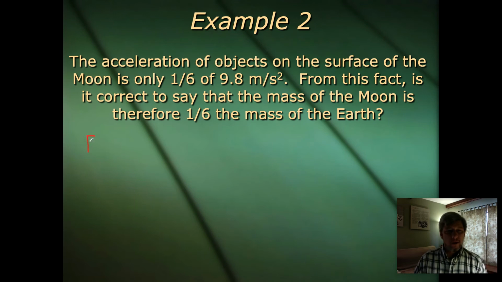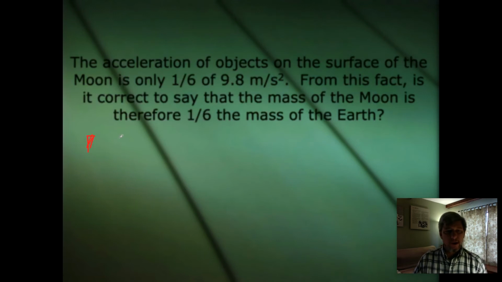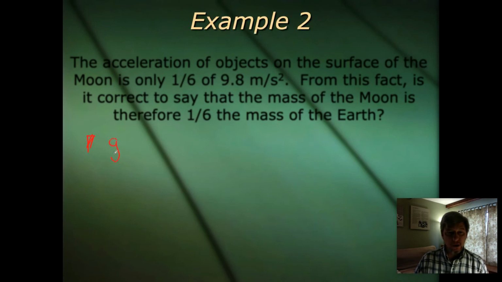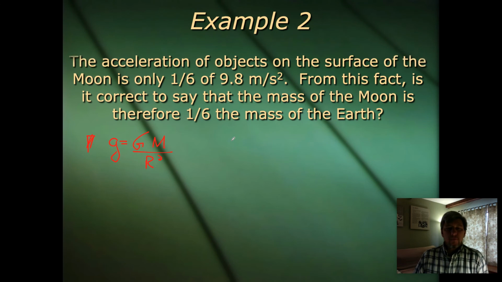Well, again, let's say that g equals G times big M, the mass of the moon or Earth, divided by R squared. And so would it be right to say that the mass of the moon is only 1/6 the mass of the Earth? Well, that is not true. Because even though G is constant no matter where you go in the universe, the mass of the planet you're standing on differs, but so does the radius of that planet.